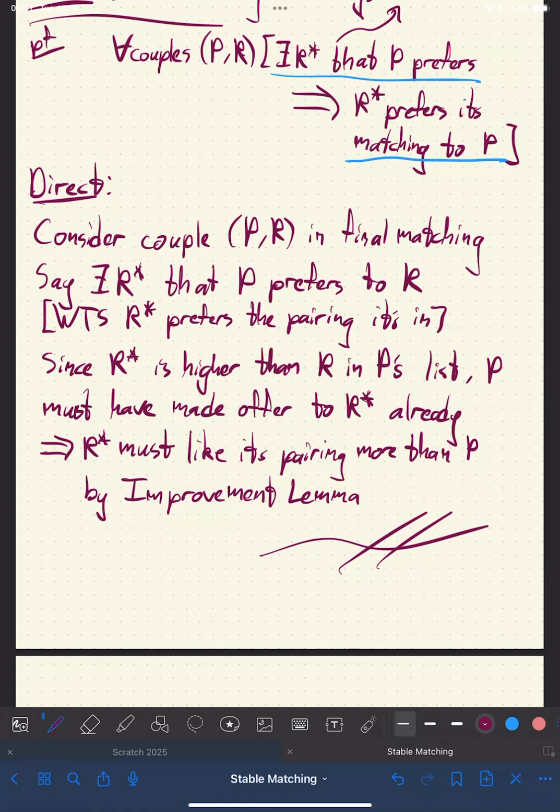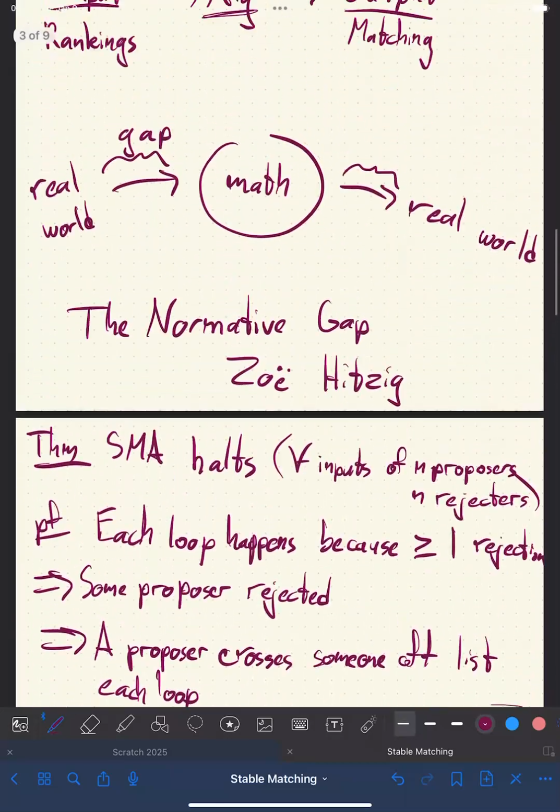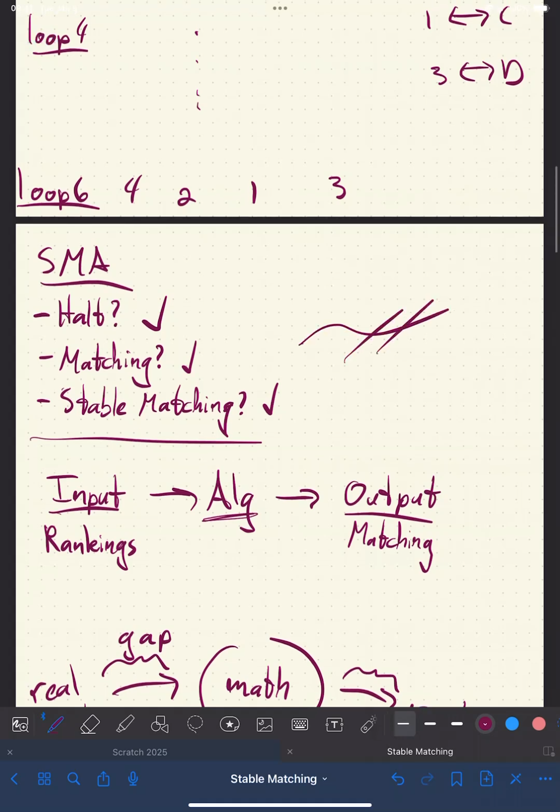Great. So that really does it for the stable matching algorithm. As in, we've shown, let's celebrate now. We've shown all three of these. Celebration, right? We've gotten that the stable matching algorithm always halts, that it always produces a matching, that it always even produces a stable matching. So what more is there to say?